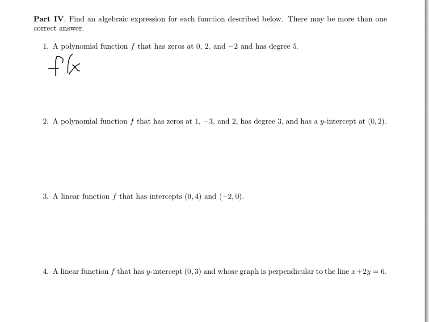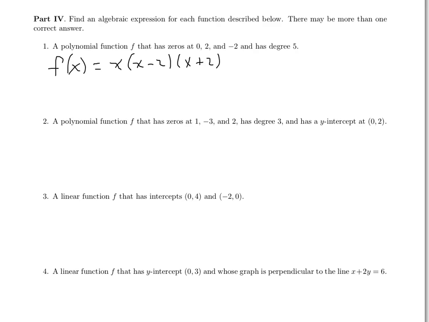So we know that if a function has these factors, then when you plug 0 in for x, the output will be 0. When you plug 2 in for x, the output will be 0. When you plug negative 2 in for x, the output will be 0. So a function that looks like this will have zeros at x equals 0, x equals 2, and x equals negative 2.